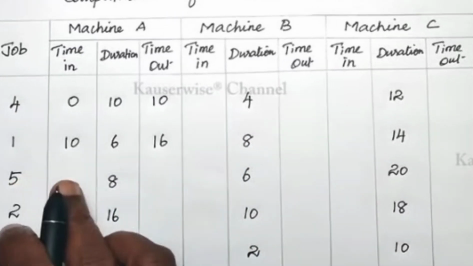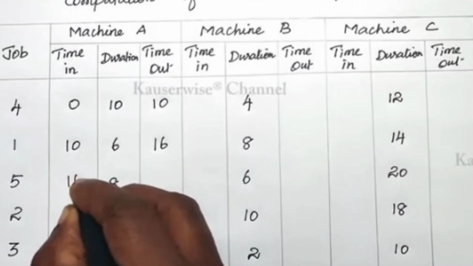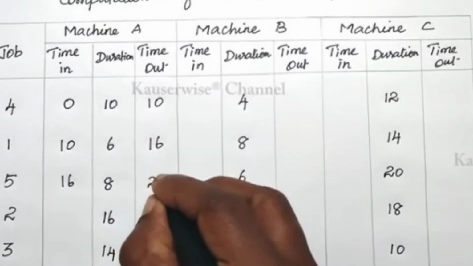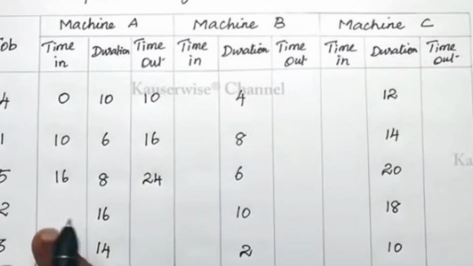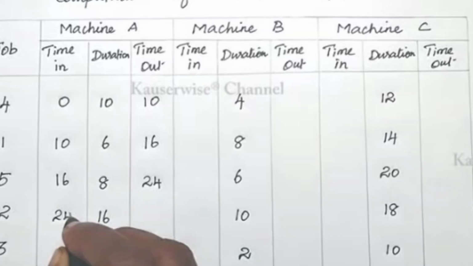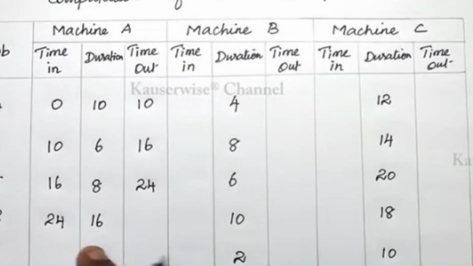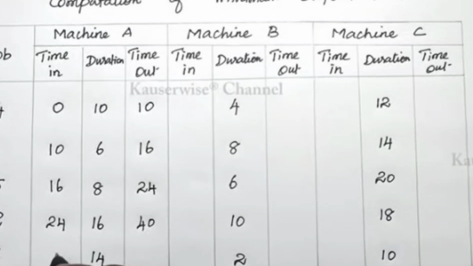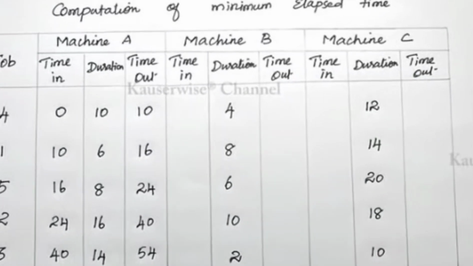For the next job, the in time is 16. 16 plus 8, 24 is the out time. Then the in time for the next job is 24. 24 plus 16 is equal to 40. The next one, 40, is the in time for the last job. That is the in time and out time for mission A.